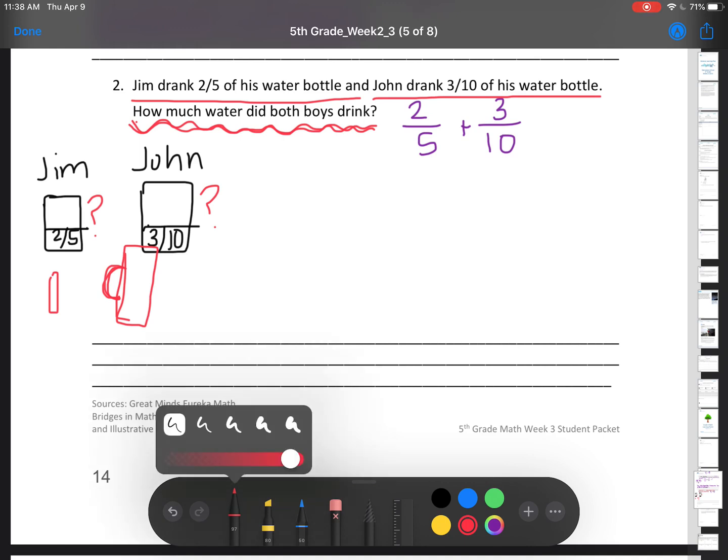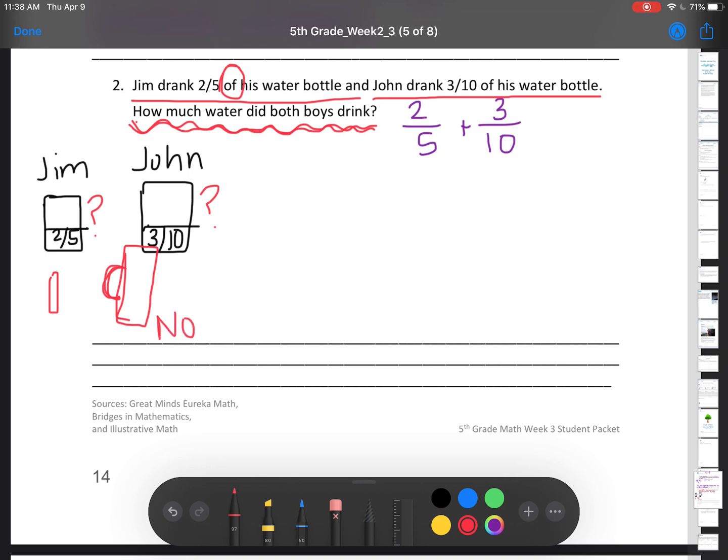If it had told us how much was in each water bottle, then we could use that, right? Thinking of multiplication, we could use the "he drank 2/5 of 25 ounces of water," and then we could figure out how many ounces. But we have no idea. It didn't give us enough information. So the answer here is no. We cannot use this expression, 2/5 plus 3/10, to solve this problem.